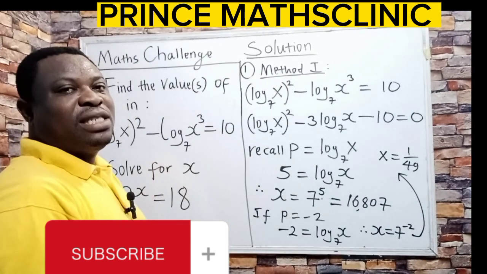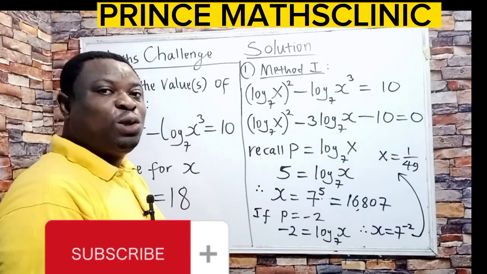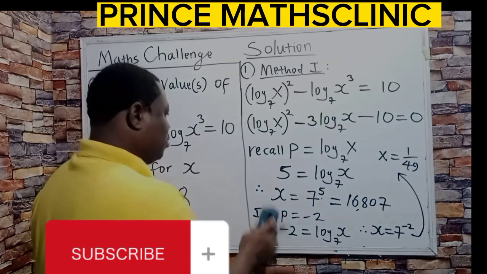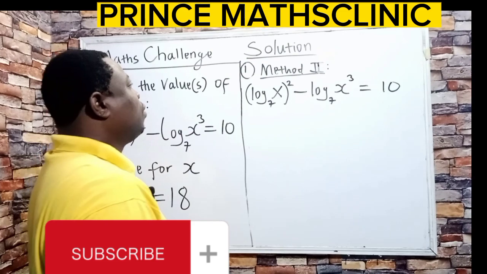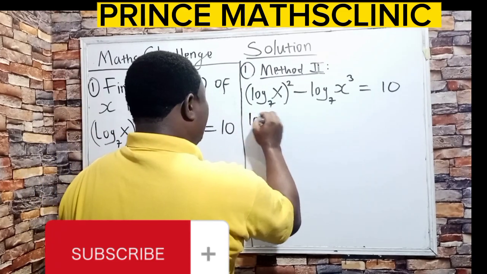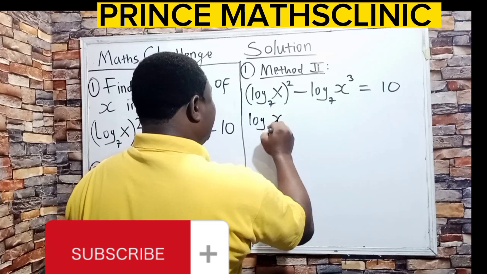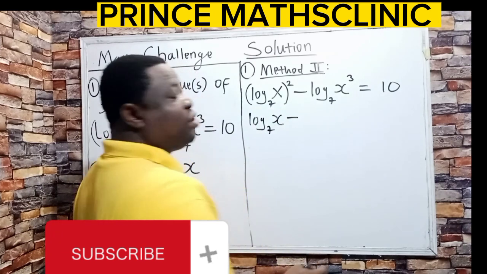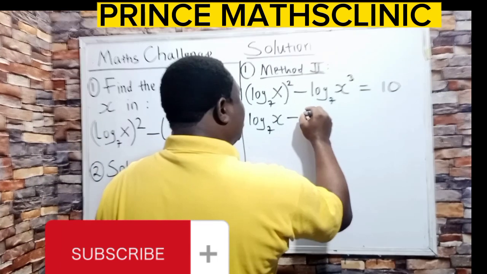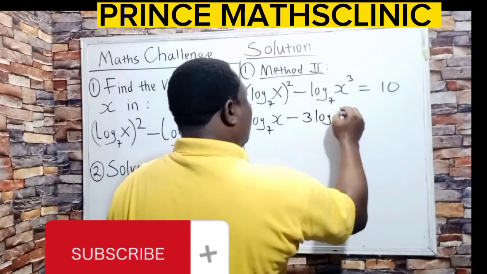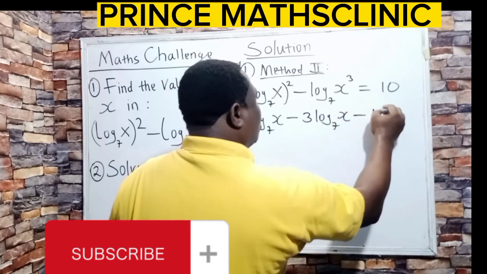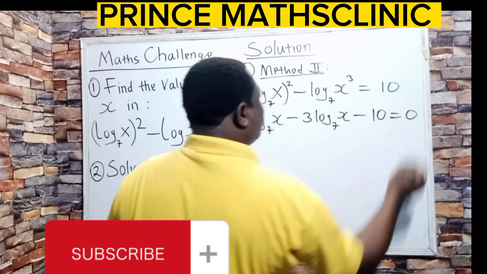Let's look at the second method, which is much simpler and easier to use. In the second method, we are going to first of all simplify this by writing log x base 7 minus, then using that law that says the power multiplies the log, this becomes 3 log x base 7. Move this 10 here, it becomes minus 10, all equal to 0.